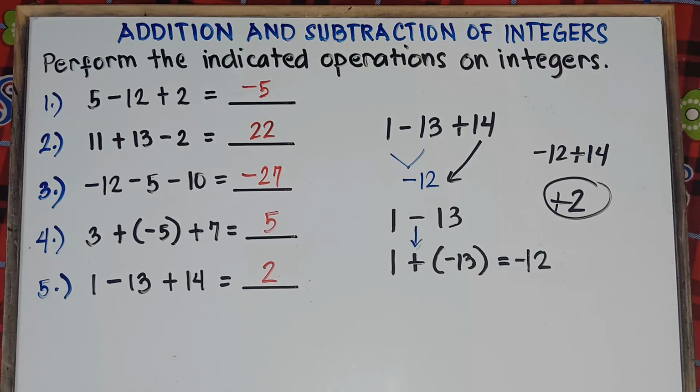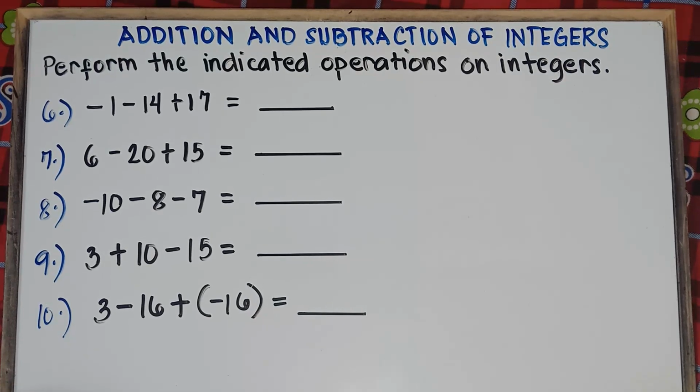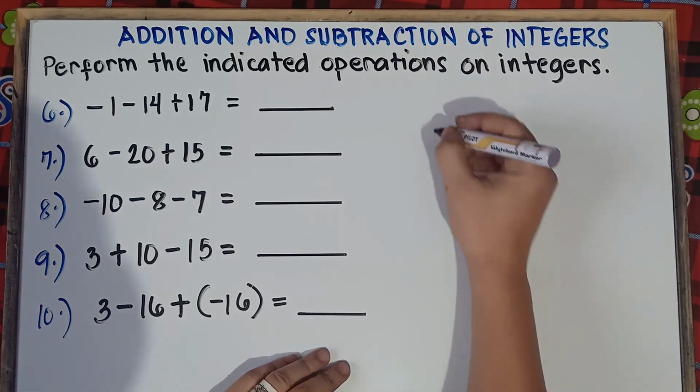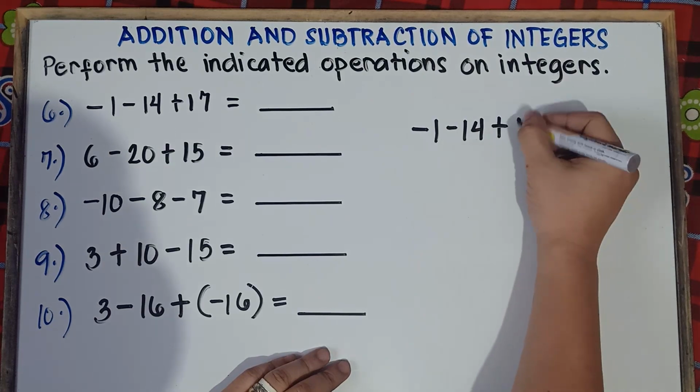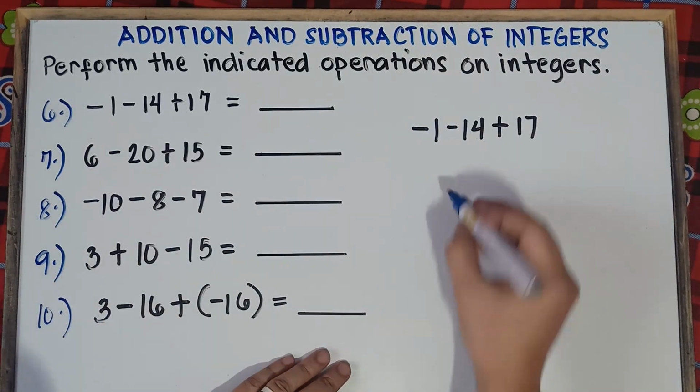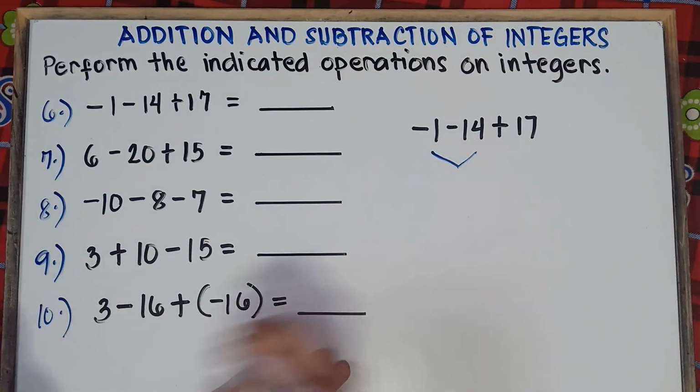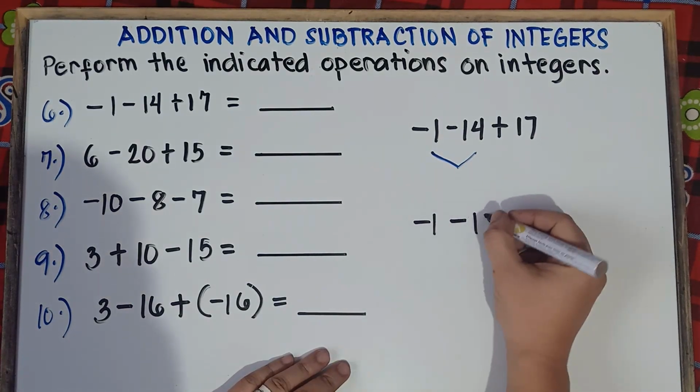Alright, let's have more examples, class. Let's have 6 to 10. Alright, so let's proceed now to example number 6. We have negative 1 minus 14 plus 17. So let me copy that one. So we simplify this one first. Negative 1 minus 14.